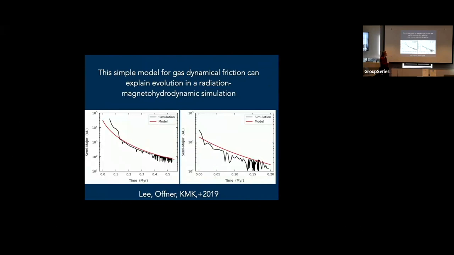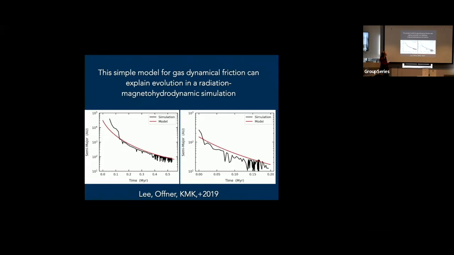This is just an example that is judiciously chosen to work extremely well from these simulations, which are magnetohydrodynamic simulations that include radiation from this paper led by Aaron Lee a few years ago. This is the time in the simulation on the x-axis and the semi-major axis of the binary, which is really just a proxy for the binding energy.